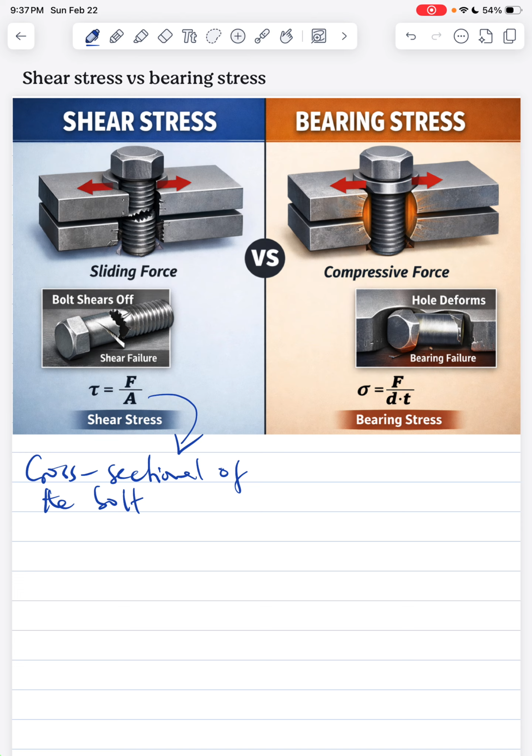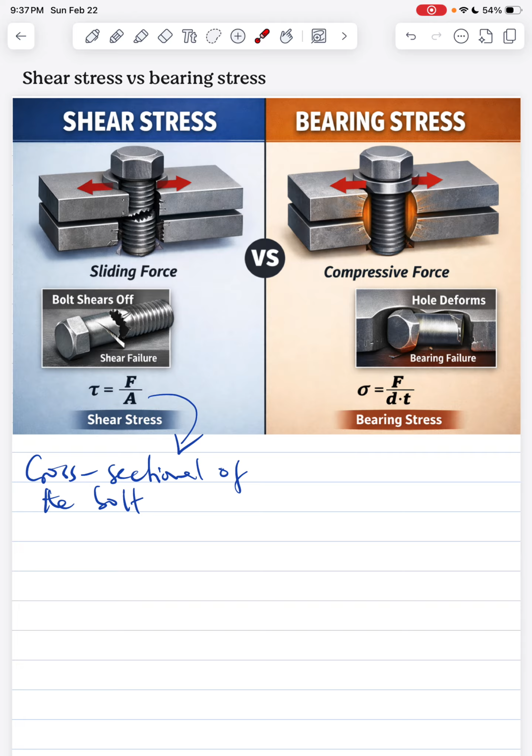So shear tries to cut the bolt. Another very common example is scissors cutting paper. That's shear. A punch slicing metal, that's also shear. Okay, now for bearing stress.